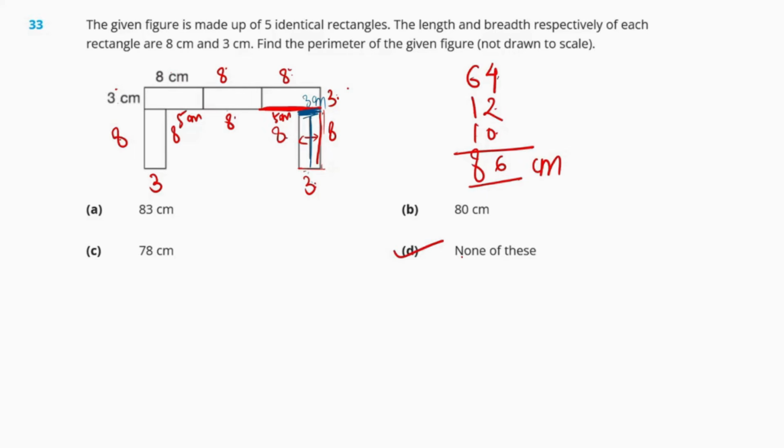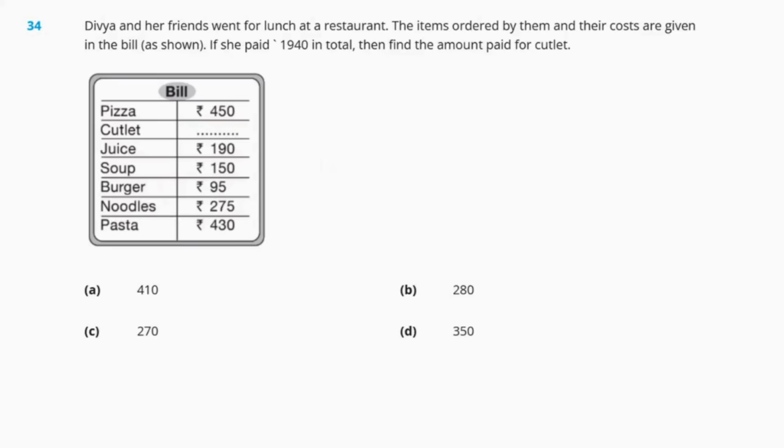Okay, now next question is, Divya and her friends went for lunch at a restaurant. The items ordered by them and their costs are given in the bill as shown. If she paid rupees 1940 in total, then find the amount paid for cutlet. So again, like one of the questions that we solved previously, it is the same as that.